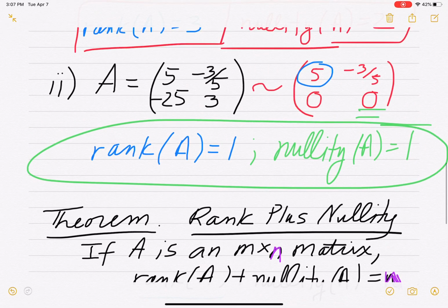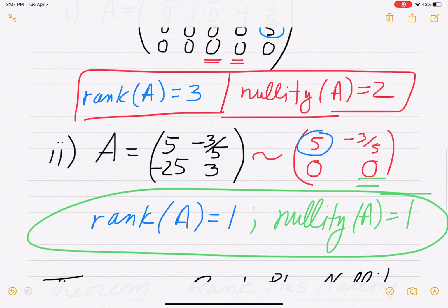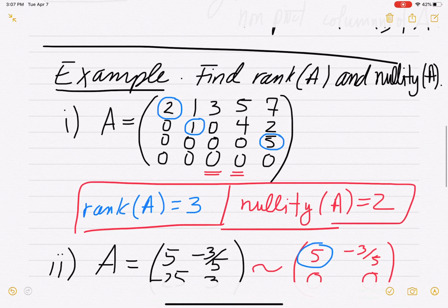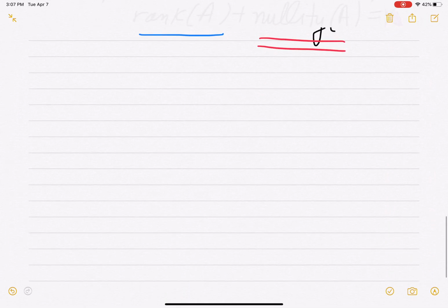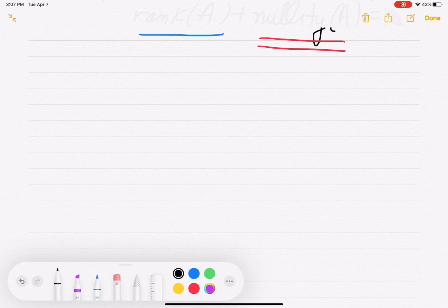You can observe that previously. We had rank 1 and nullity 1 that had to add up to 2 because there are 2 columns. In the previous example, we had rank 3, nullity 2. They had to add up to 5 because there are 5 columns in total. Just common sense. All right, here's another important theorem.